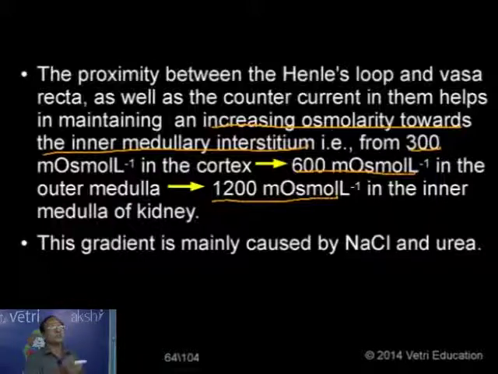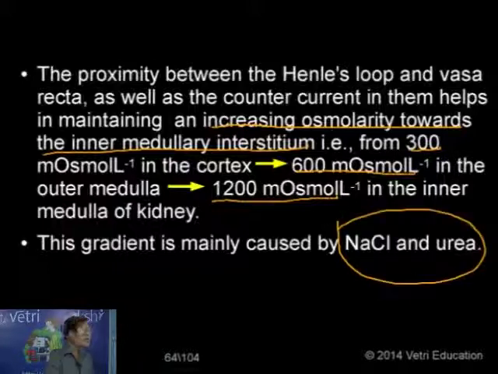concentrating the urine, and this is being done, as I mentioned earlier, with the help of sodium chloride and urea. So the gradient is increasing osmolarity from the cortical region towards the inner medulla, and the concentration gradient is brought about mainly by sodium chloride and a little bit by urea. The movement of sodium chloride in the ascending limb of Henle's loop, and also the permeability of water in the descending limb, these two are responsible for increasing the osmolarity from 300 in the cortical region to 1200.